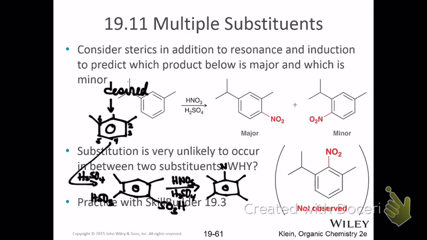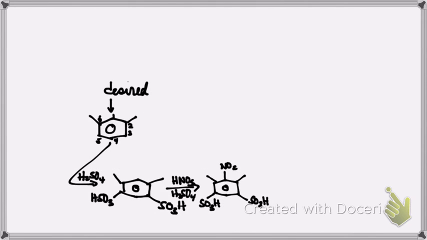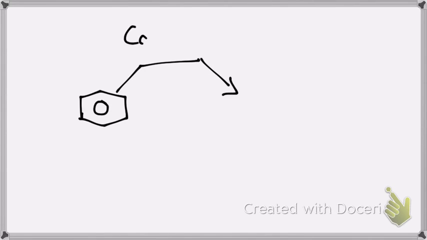I'll do NO2. This is SO3H. I don't know if you remember when I talked about sulfonation reactions, one of the cool things about sulfonation reactions is they're reversible. So if you do it in concentrated sulfuric acid, it's a Le Chatelier's principle thing. Benzene, concentrated H2SO4.